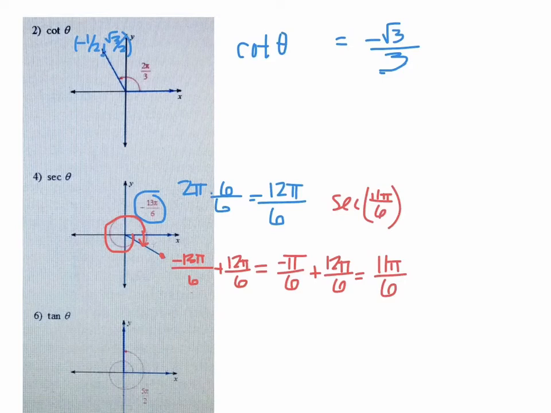Just to be clear on my terms, negative 13 pi over 6, negative pi over 6, and 11 pi over 6 are all coterminal angles. They terminate at the same place.